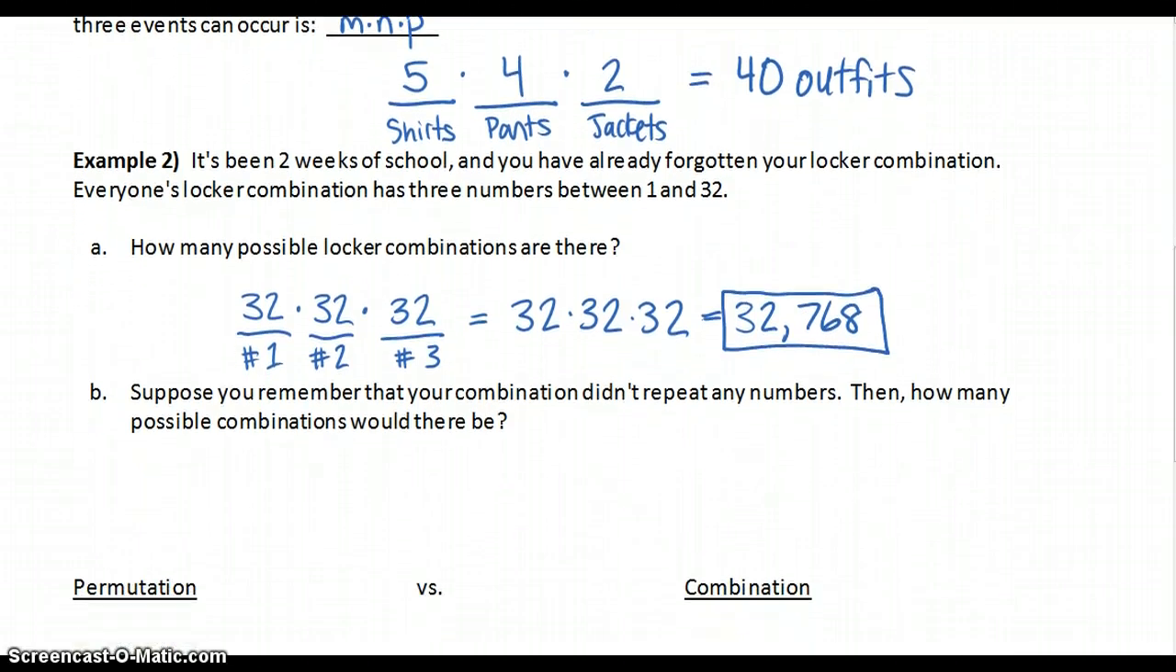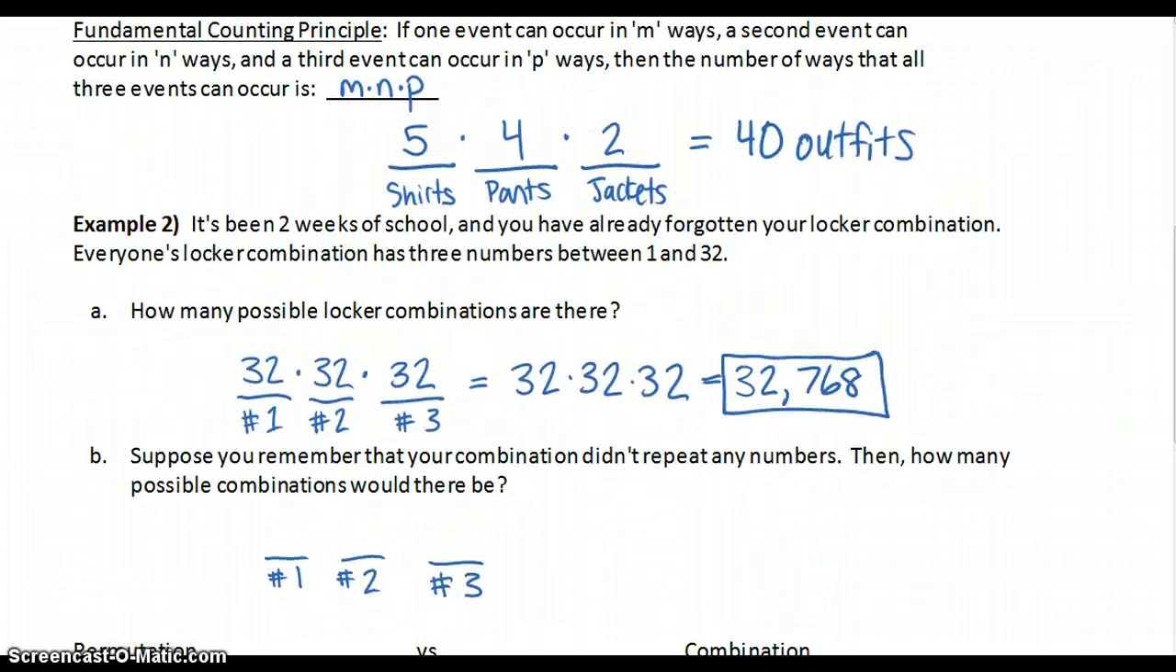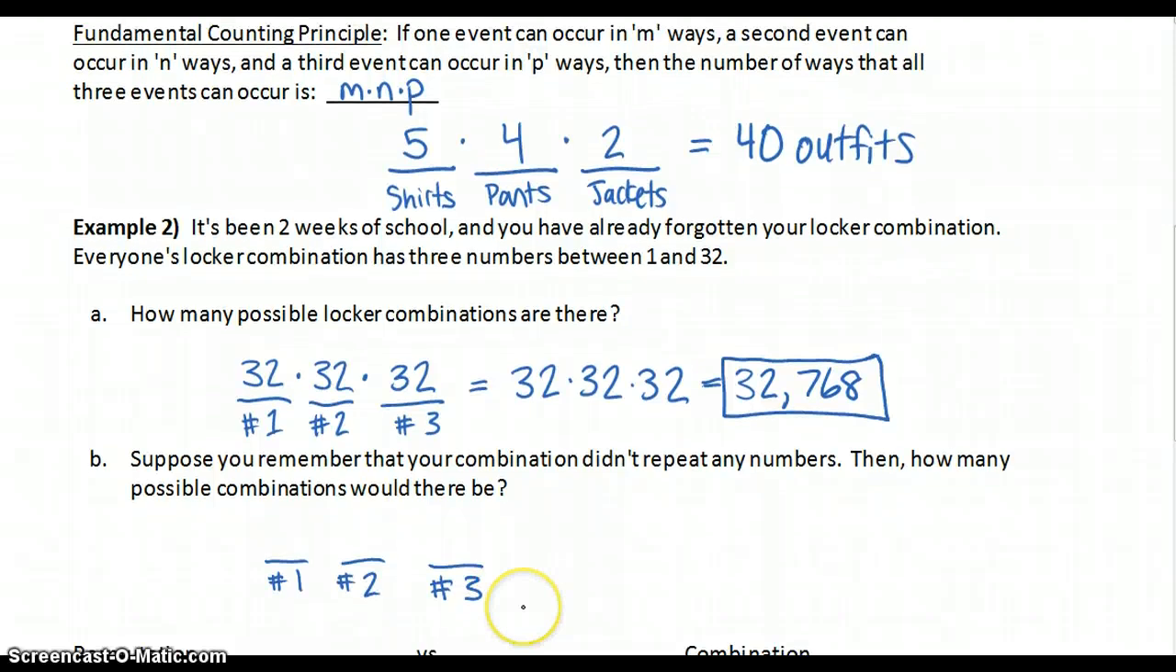Now for example 2b, it says, suppose you remember that your combination didn't repeat any numbers. Then how many possible combinations would there be? So once again, we still want to break it up into our three possibilities. We have number 1 in our combination, number 2 in our combination, and number 3 in our combination. Well, our first number, there's still 32 different numbers it could be. All right? Our first number can be any of those 32 numbers.